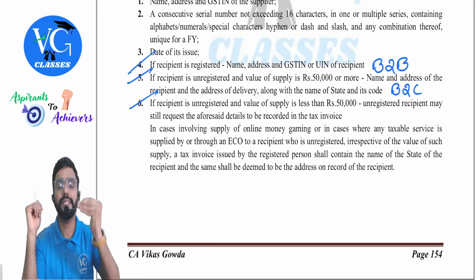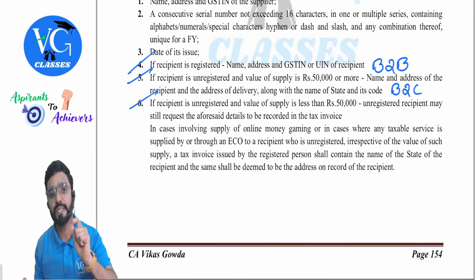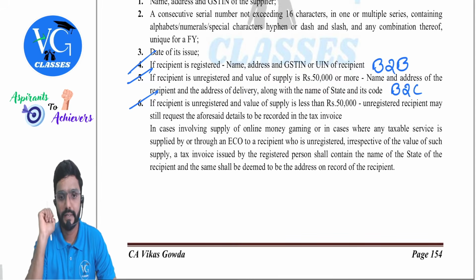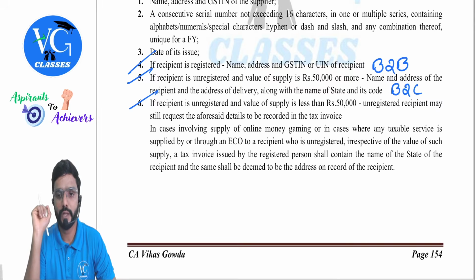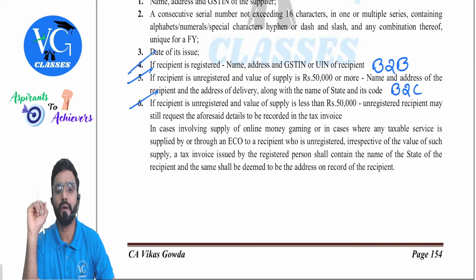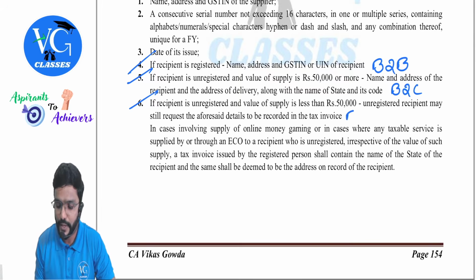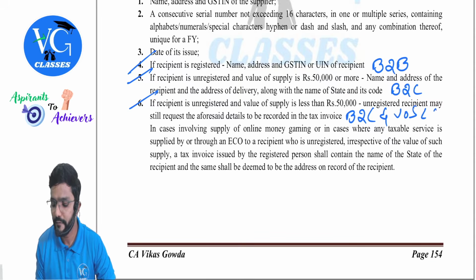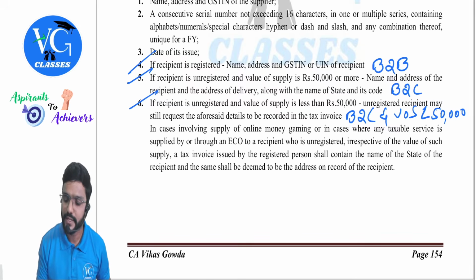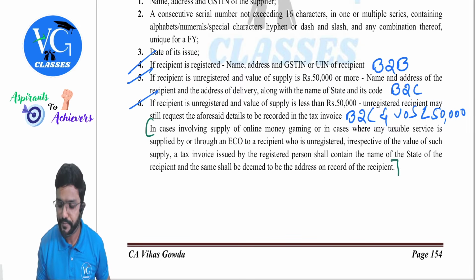Sir, what if the value of supply is less than 50,000 and it is for B2C supply? Then we are seeing the sixth point. If recipient is unregistered and the value of supply is less than 50,000, the unregistered recipient may still request the aforesaid details to be recorded in the tax invoice. So, if it is a B2C supply and the value of supply is less than 50,000, then only if the recipient requests, we will disclose the details in the invoice. Got it? Yes. But there is an exception for it. What is it, sir?